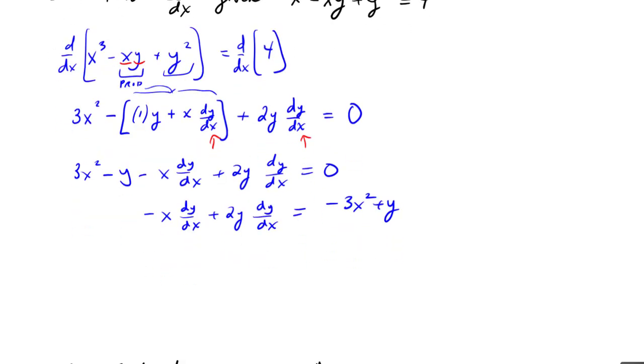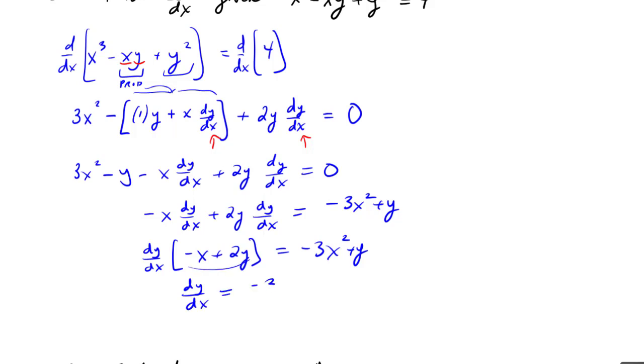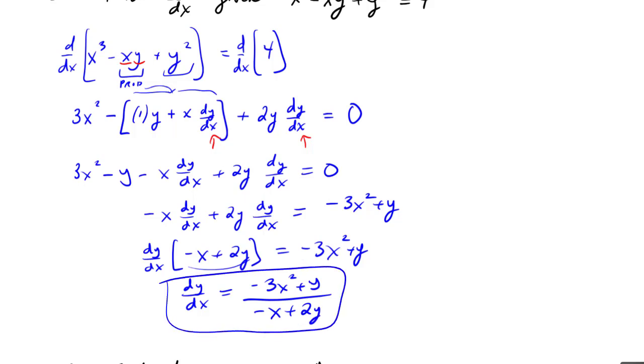All right, so now I'll just factor out dy/dx from the left. So negative x plus 2y equals negative 3x squared plus y, and then finally just divide this term to the other side. So minus 3x squared plus y over minus x plus 2y, and there's my derivative. Okay, again, it does have y's in it, both as x's and y's, but that's natural seeing as we started with it implicitly defined.